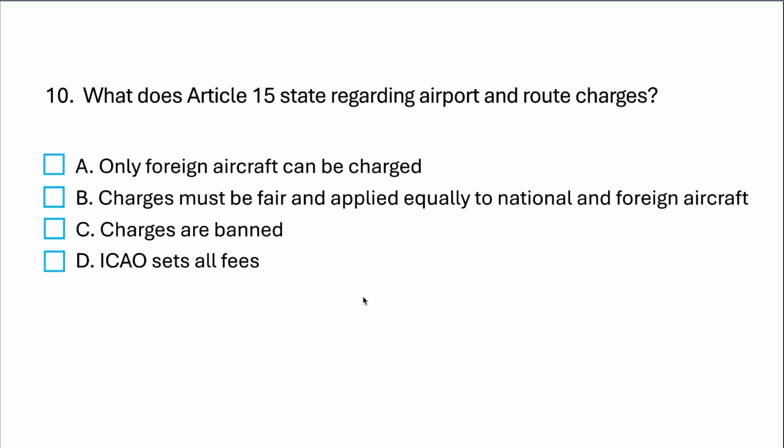Question number 10. What does Article 15 state regarding airport and route charges? So there are charges for various airport services. The services that are provided in the airport for navigation, for weather, and all those services, there is a charge associated with those services. So any airline using those services needs to pay those charges. So what does Article 15 state about those charges?